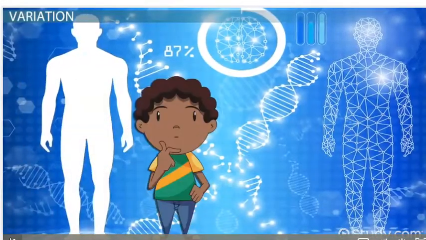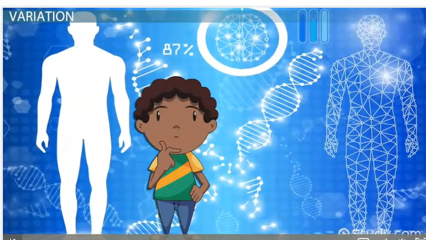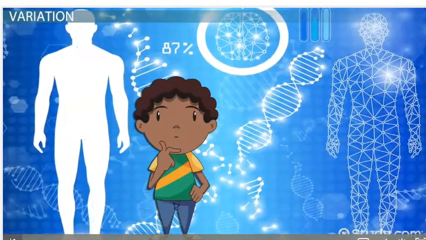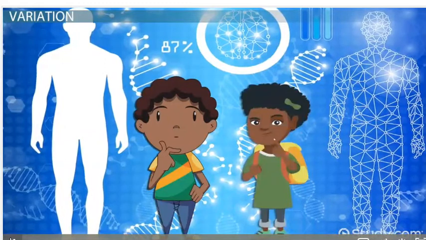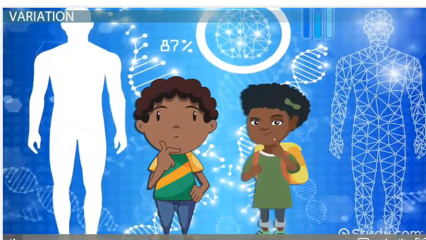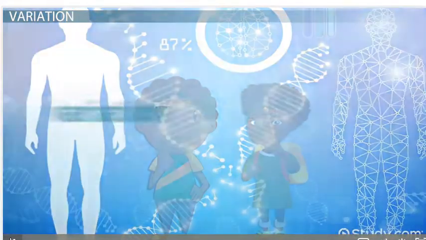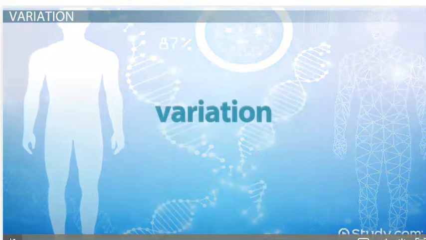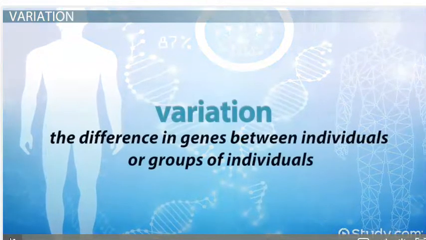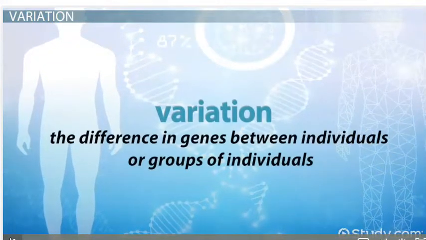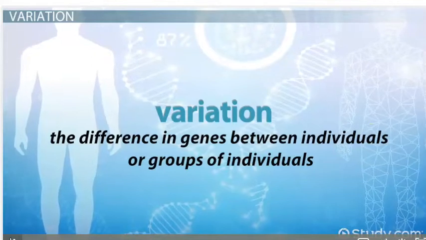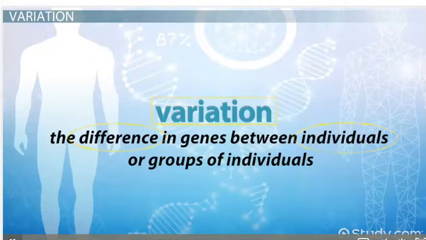I bet you're wondering why, if living things inherit their genes from their parents, they don't look exactly like their parents. Or maybe you're curious why siblings look different if they get their genes from the same parents. The answer to these questions is variation. Variation is the difference in genes between individuals or groups of individuals. Let's see how variation happens. Remember, variation means differences in individuals.